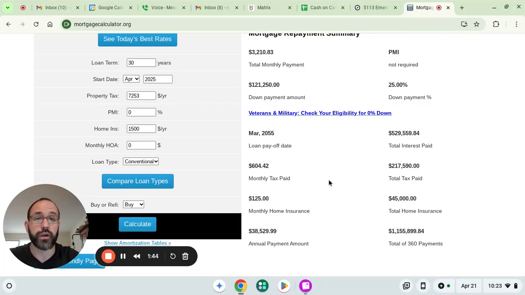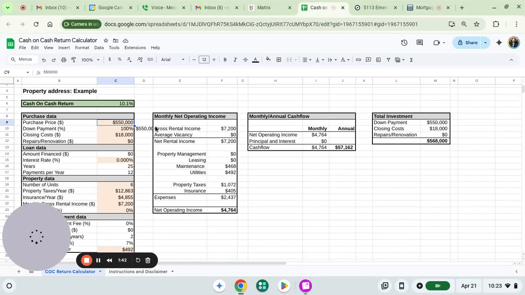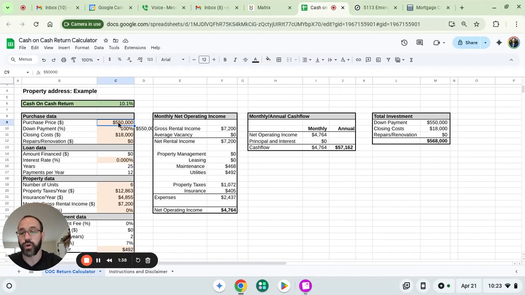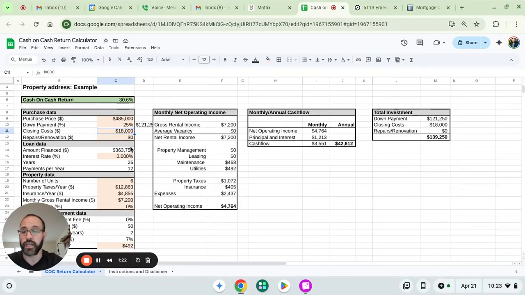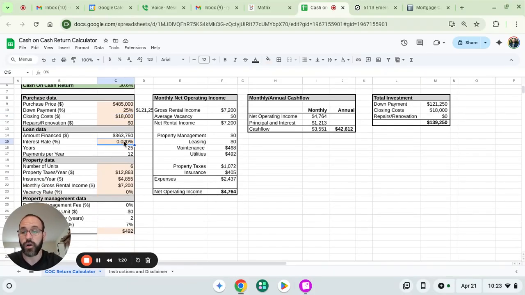Now we're going to come over here and go to our cash on cash return calculator, and take a look at exactly what this would mean. We'll say our purchase price is $485,000. Our down payment is 25%. Closing costs are going to be around that $18,000 mark probably for this price point. Repairs and renovations, we don't need any. We have our amount financed. Our interest rate, we're looking at 7.25%, as we said.